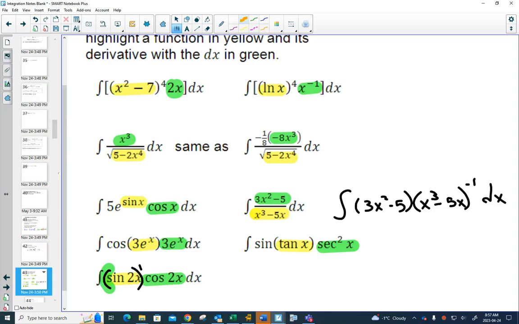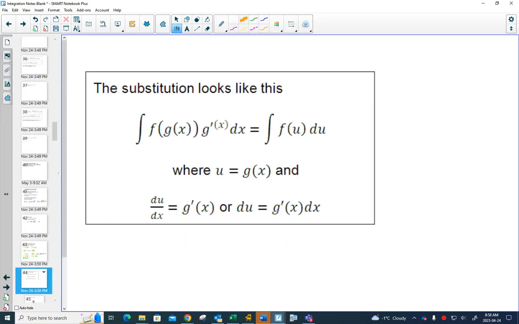So substitution, ideally, you'll see a function inside of another function, and you'll see its derivative present. In the last one, we just see a function and its derivative present. We think maybe we could use the chain rule as well. So what does this look like? Okay? Take out my highlighter. We have a function inside of another function, and its derivative present. That's what we're looking for.